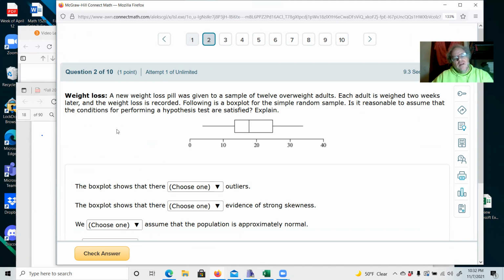Okay, so moving on to something that you might see. A new weight loss pill is given to 12 overweight adults. Each adult is weighed 2 weeks later, and weight loss is recorded. Following is a box plot for a random sample. Is it reasonable to assume the conditions for forming a hypothesis test are satisfied? You need 2. Count them.